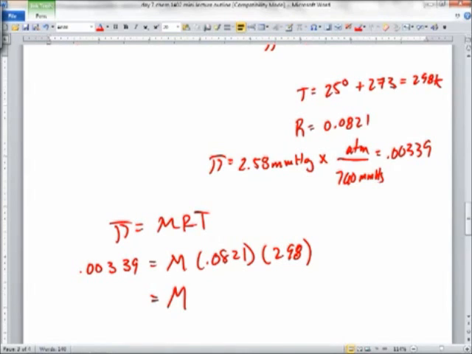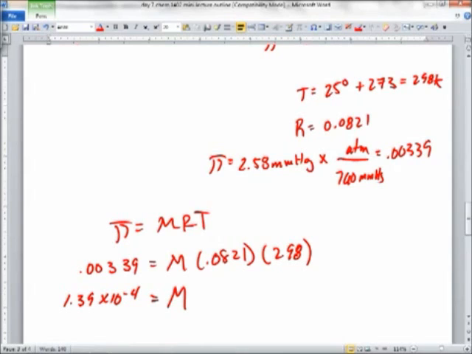So how mathematically are you going to solve for big M here? Divide this 0.00339 by the 0.0821, divide it by the 298, and you'll have it. Okay, about 1.39 times 10 to the negative 4.